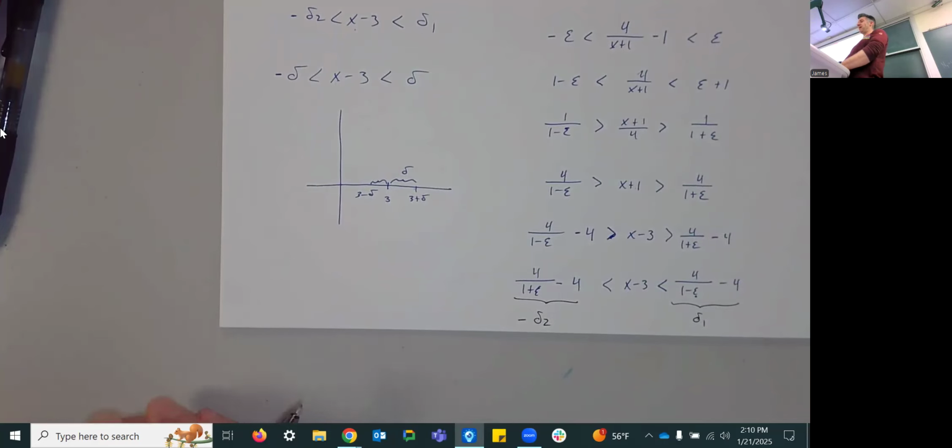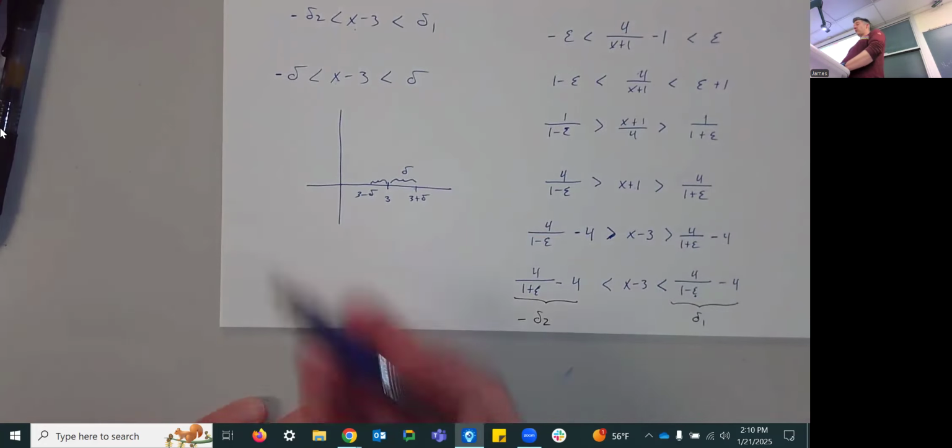So I have to be a little extra careful here. Because if epsilon's too big, I'm going to get too far away. For example, if epsilon's bigger than 1, I think I'm going to have some serious problems. Because then 1 minus epsilon is going to be negative, and 4 over a negative, this whole thing's going to be negative, which is problematic. So I don't want to move too far away.